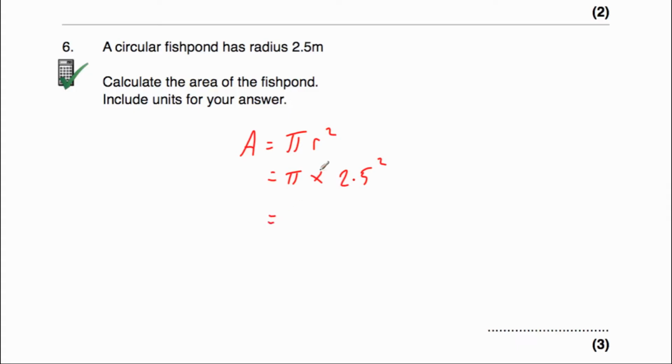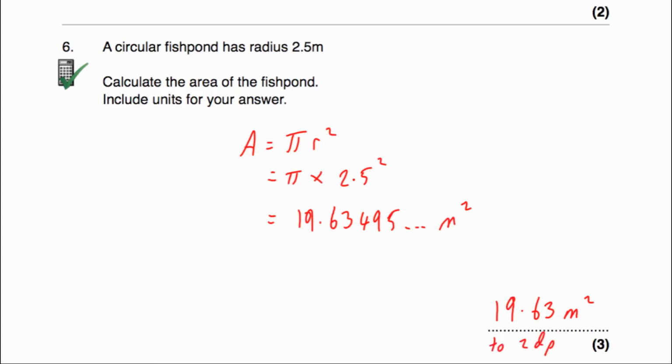So on our calculator we'll do pi times 2.5 squared, and that gives us an answer of 19.63495 and so on. Now this time it's in meters, so meters squared. And let's round our answer to 2 decimal places. So we've got 19.6, and if we have a look, we've got 34, so we're not going to round up, so it's going to be 19.63 meters squared, and that's it. So the area of the fish pond is 19.63 meters squared to 2 decimal places.